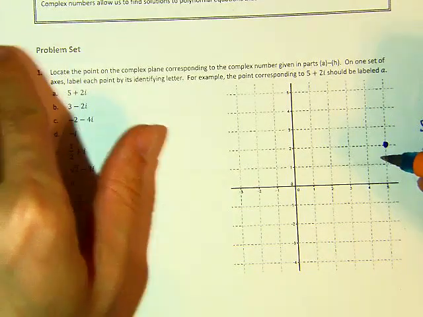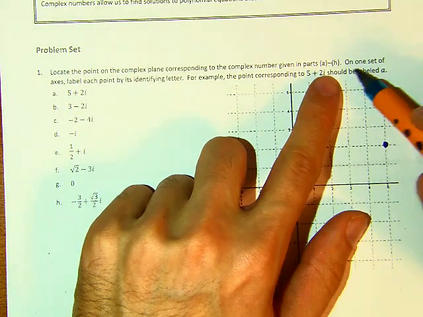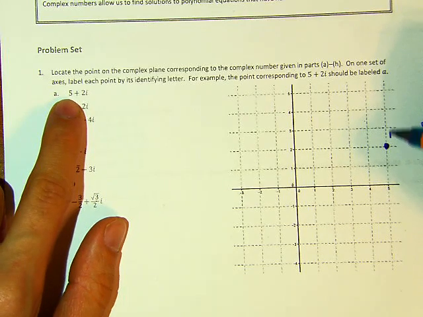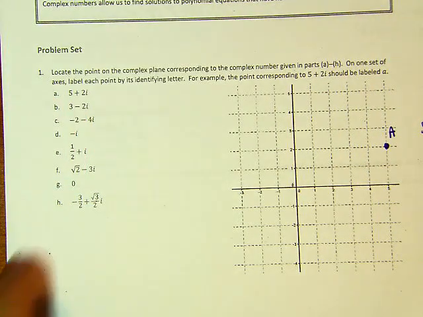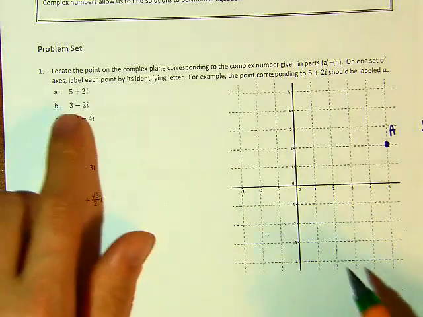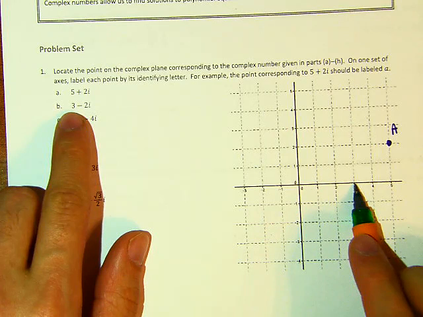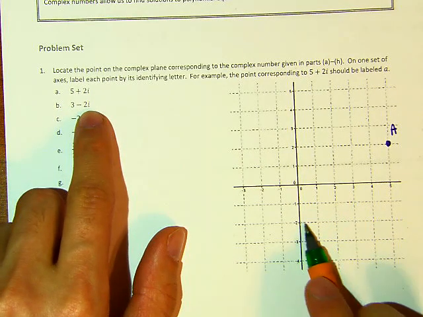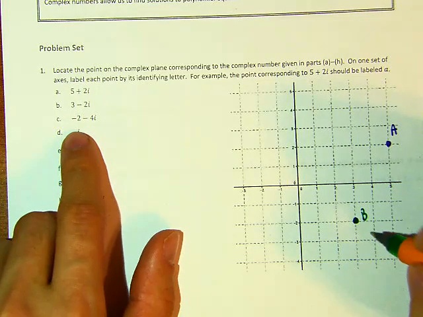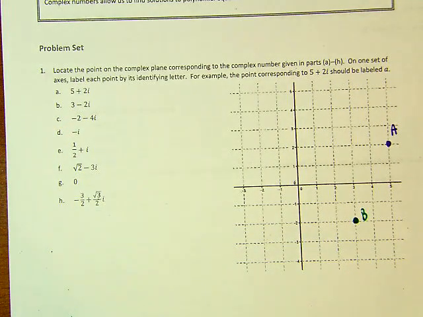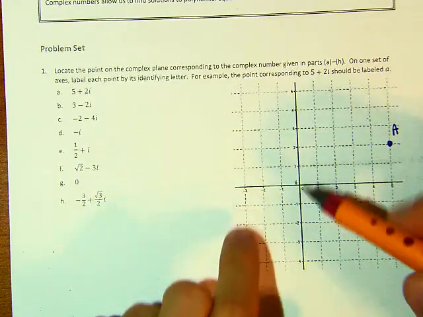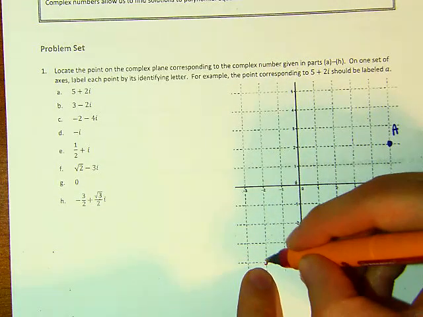Now it's saying label each one A to H. So if A is 5 plus 2i, let's put an A over here. What about B? Where would 3 minus 2i be? This would be 3, and minus 2i is here. So this is it right here, and that's B. What about C? It's -2 minus 4i. So it would be right here.